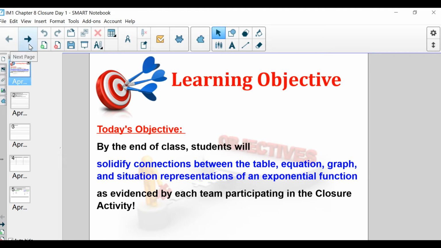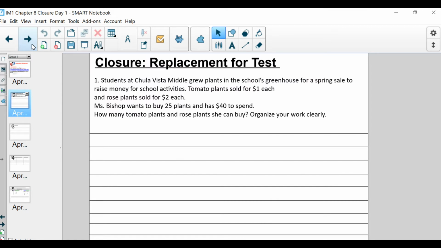Alright everybody, we're going to do Day 1, which means because it's a closure, I'd like you to try the problems on your own. We'll go over it together, and then you can enter the solutions in on Canvas. The key is to pause the video, try the problems on your own, and then check to see if you have the understanding. Alright, so let's get started.